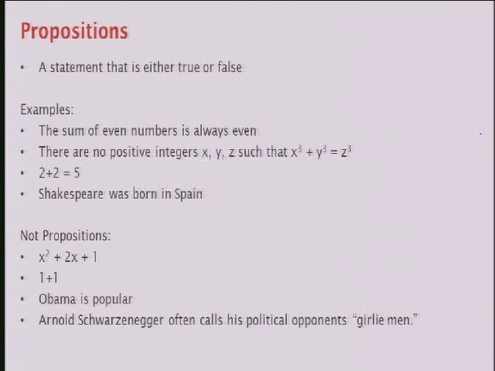2 plus 2 equals 5. Nothing says that a proposition has to be true. Shakespeare was born in Spain. We might not know the answer to it, maybe we couldn't even figure it out, but it was either true or false. These are not propositions. For example, x squared plus 2x plus 1 is not a proposition because it doesn't have a truth value. 1 plus 1. Obama is popular.